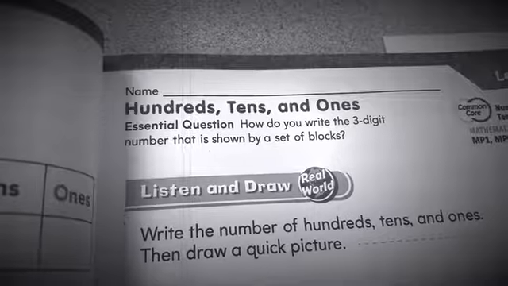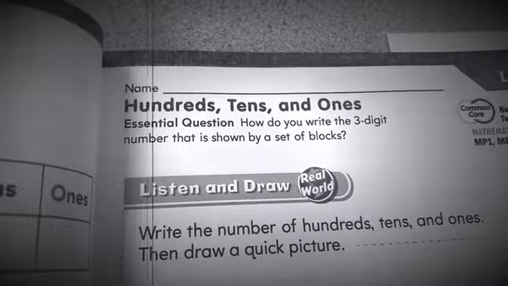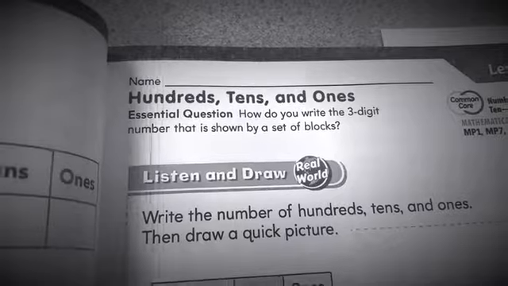All right, so we're going to move back into math. Now, yesterday we were taking numbers and drawing pictures, and we were breaking them out to how many hundreds, how many tens, how many ones. So we're going to expand on that a little bit more today. We are in section 1.4 and it is called hundreds, tens, and ones. And the essential question is, how do you write a 3-digit number that is shown by a set of blocks?